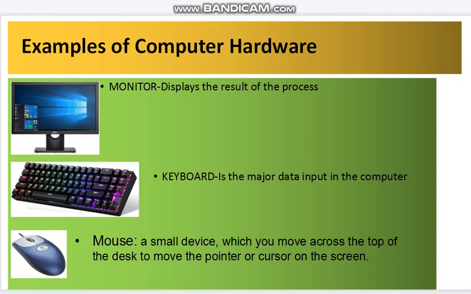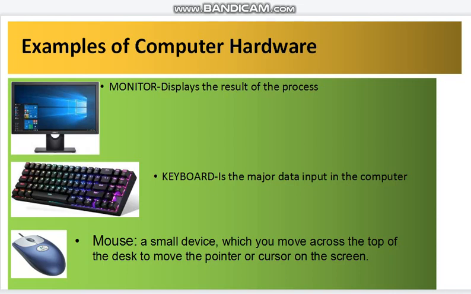The second one is the keyboard. As you can see, a whole keyboard. It's the major data input in the computer. Input devices, as we said, are the devices that input information to the computer. So a keyboard, as a major input device, enables the entering of information into the computer. There are various keys and their functions, which we'll talk about in other videos. These keys enable the entering of various information.